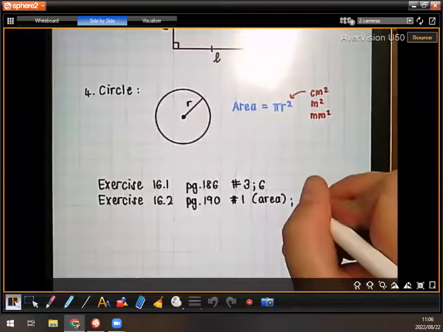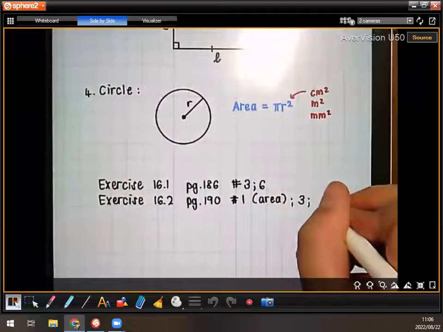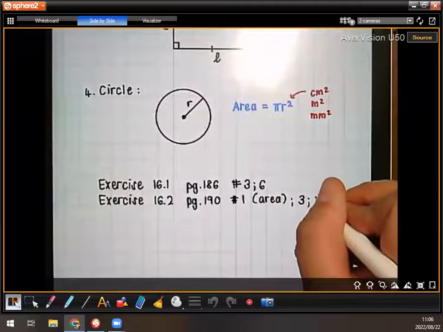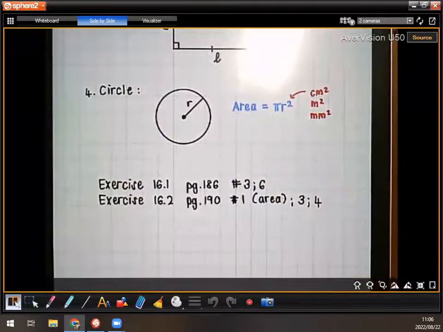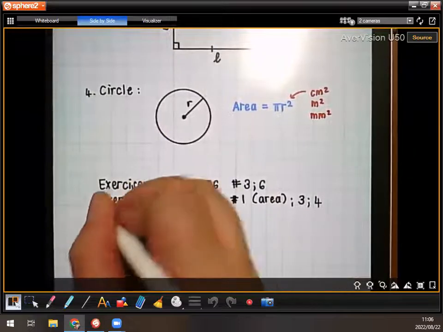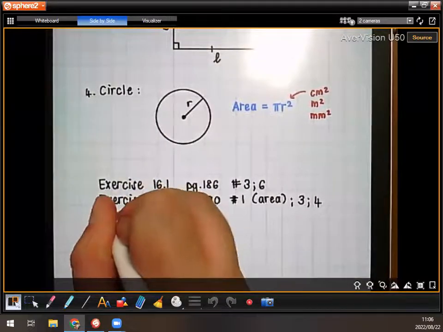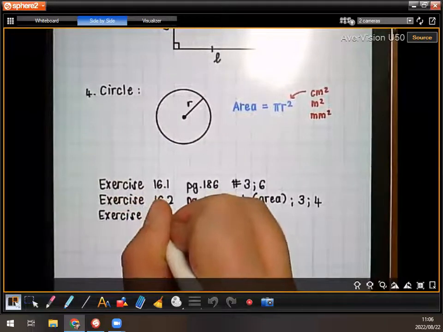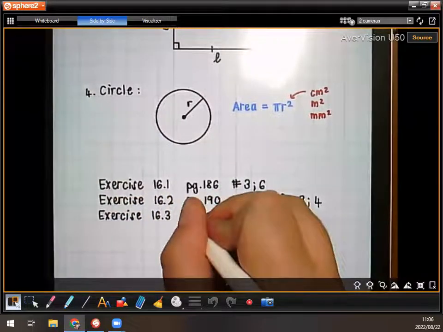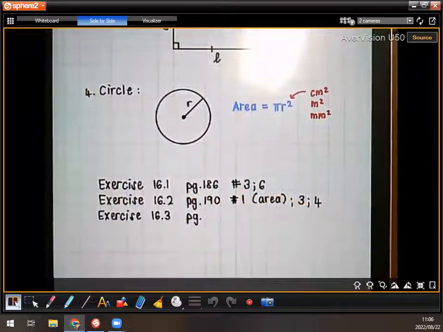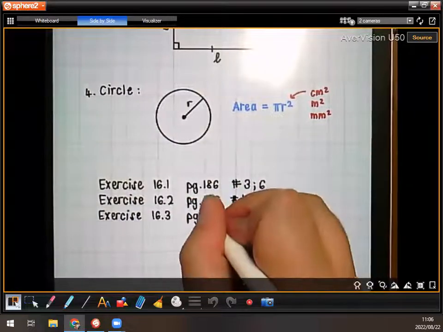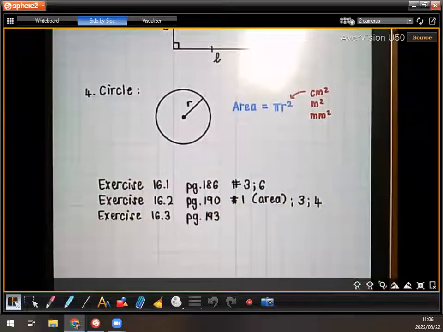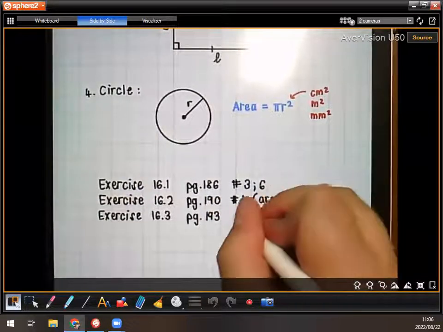Then 3 and 4 are interesting questions. See if we can figure those out. I'm going to give you the rest of this lesson now, so you will be able to either finish or do the majority of these questions in the time that is left. 16.3 on page 193. Number 1.